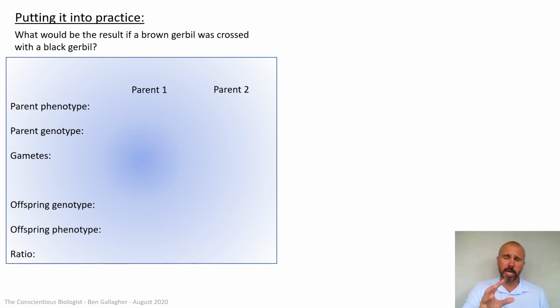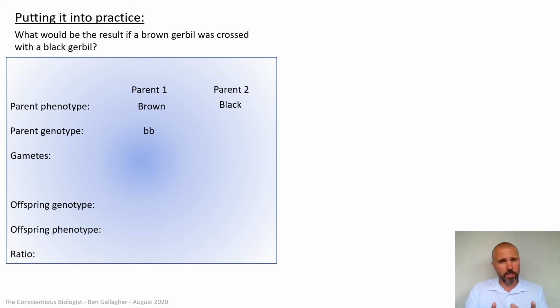Well, they've told you it's a brown and a black gerbil, so they've given you the phenotypes, so you can fill those in. Then you need to think, can I deduce the genotypes just from that information? Well, you can. The one you can fill in is the brown gerbil, because there's only one genotype that gives you a brown phenotype, and that's homozygous recessive. So you know the brown gerbil must be little b, little b.